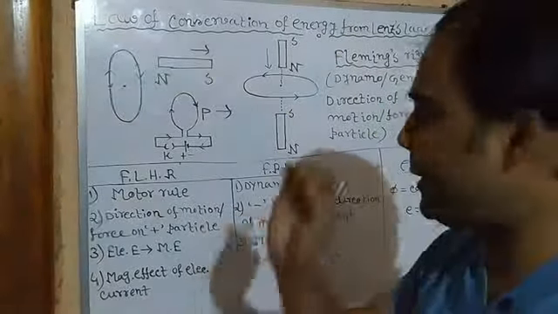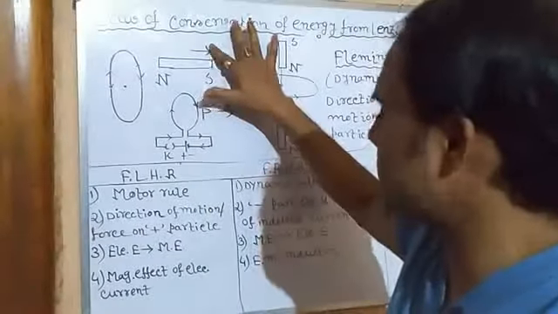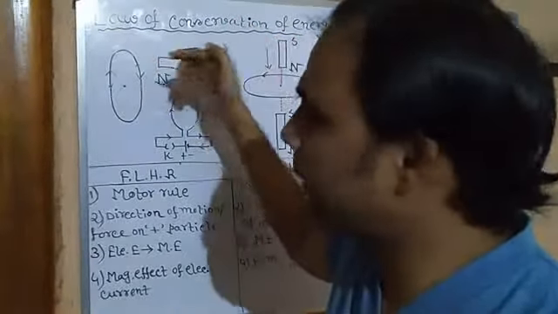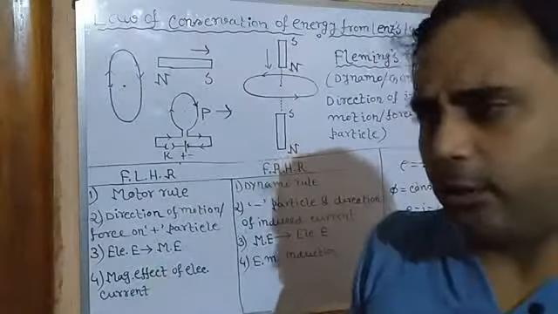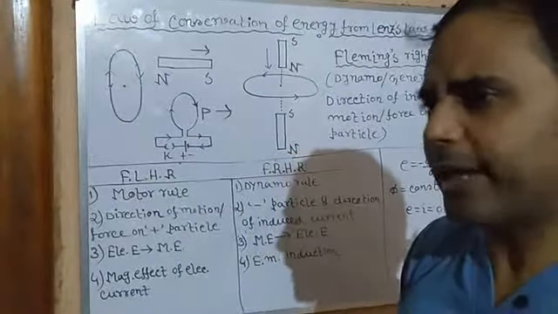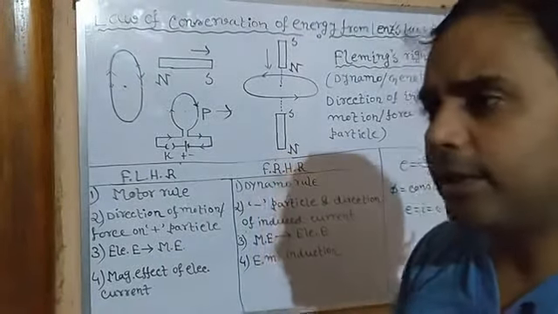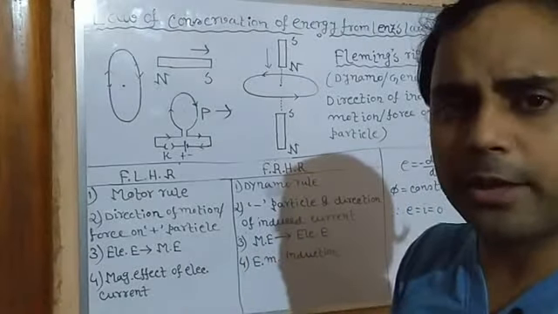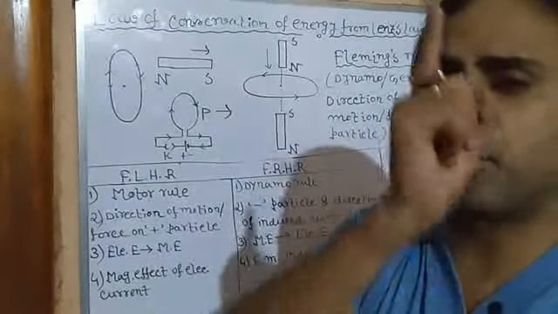So assume that in the first case, instead of repelling, it is attracting and current is induced. So it cannot happen. If it happens, then it will violate the law of conservation of energy. So for that, what should be the direction of the current?